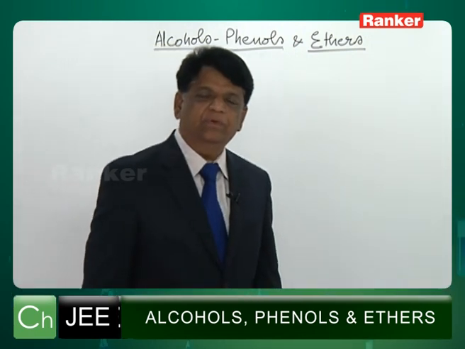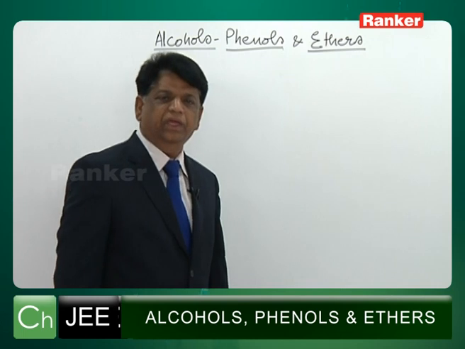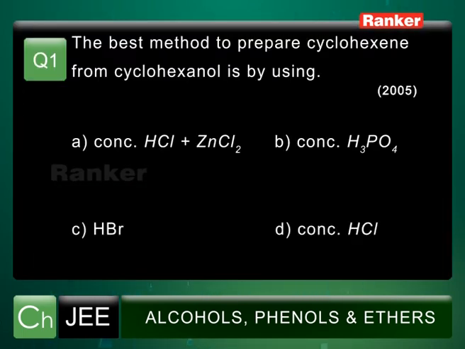Today we will see some questions that appeared in the last 2 years from the IIT JEE. Question 1, the best method to prepare cyclohexene from cyclohexanol is by using, appeared in 2005. The options are given: option A, concentrated HCl and zinc chloride; option B, concentrated H3PO4; option C, HBr; option D, concentrated HCl.